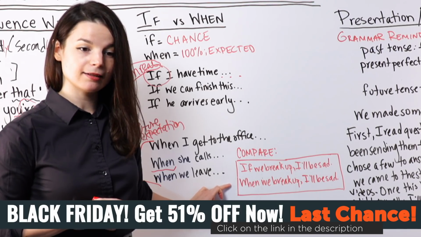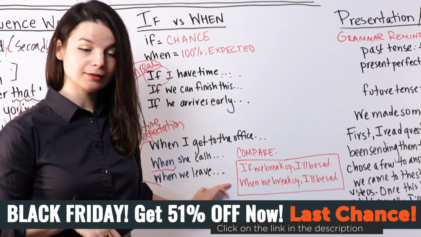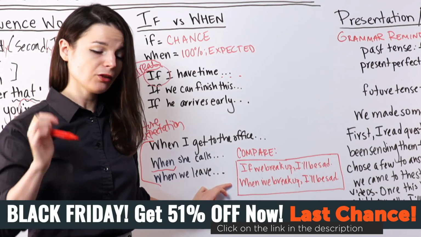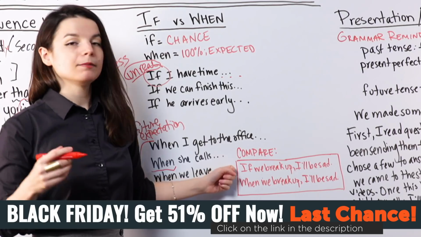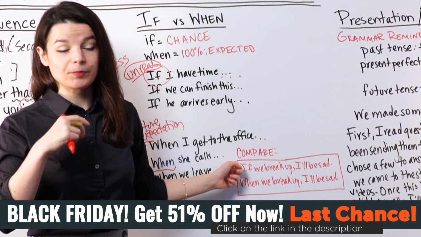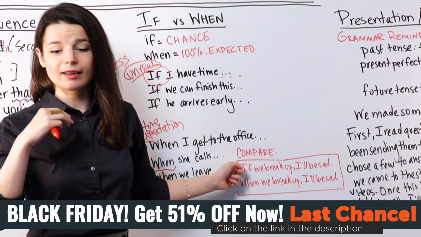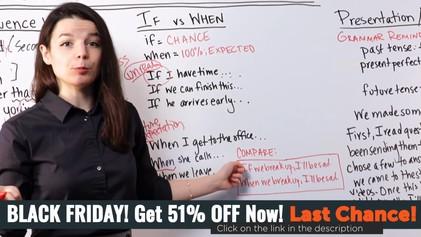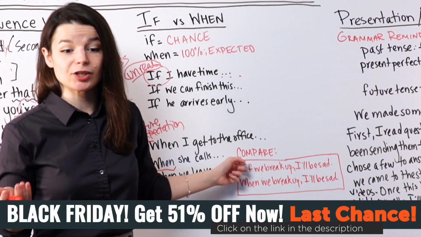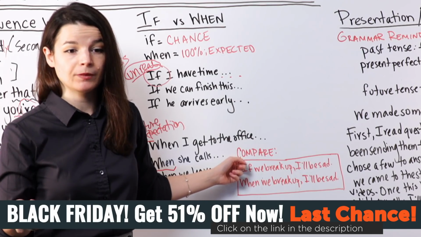The second sentence, when we break up, I'll be sad. So why is this weird? Why does this cause a problem? If means there's just a chance. The speaker is saying, if this unreal situation happens, I'll be sad. The speaker is expressing just a chance of something.